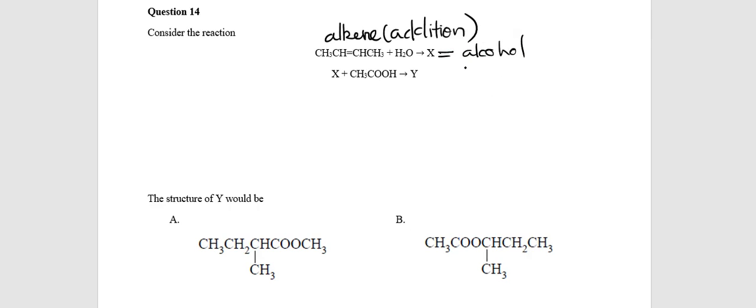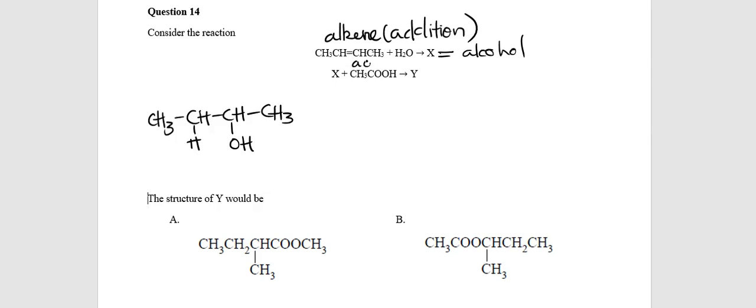So let's think about what that alcohol is going to look like. I have CH3, CH. So one of the bonds in the double bond is going to break. So you have a single bond left. And one of the carbons is going to take the hydrogen, and this carbon is going to take the OH. It doesn't matter where you put these two groups because you get the same answer regardless.